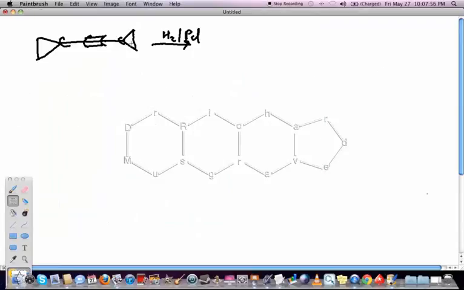So we've got our structure here, which has got 4 C's in a row. We've got a C here and a C here. So we've got our palladium and we've got our hydrogen, and what we can see is that the hydrogen will break apart and the electrons from the HH bond will be used to form a new Pd-hydrogen bond.